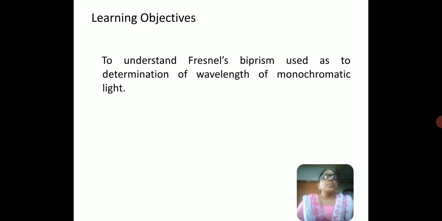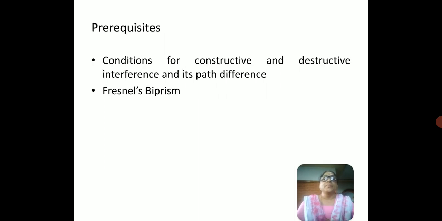The learning objective of this session is to understand the theory of Fresnel biprism and also use it to determine the wavelength of monochromatic light. So we need some prerequisites for this, that is the conditions for constructive and destructive interference and its path difference, and also the construction and working of Fresnel biprism.